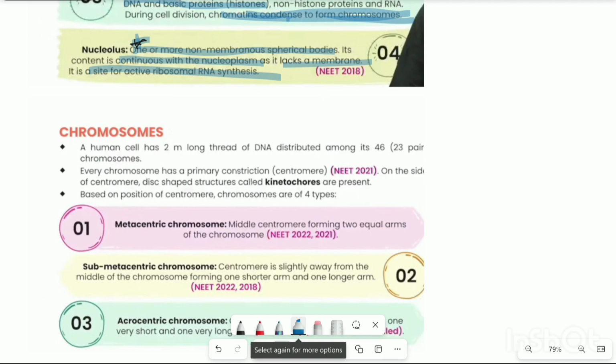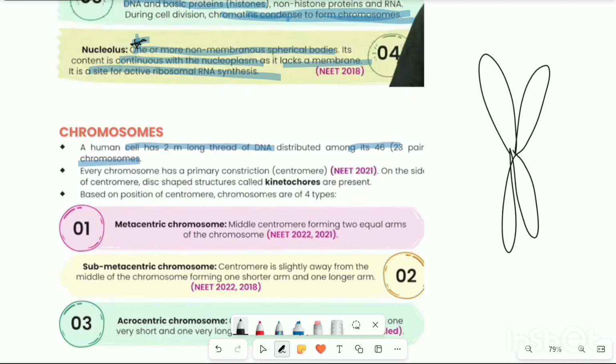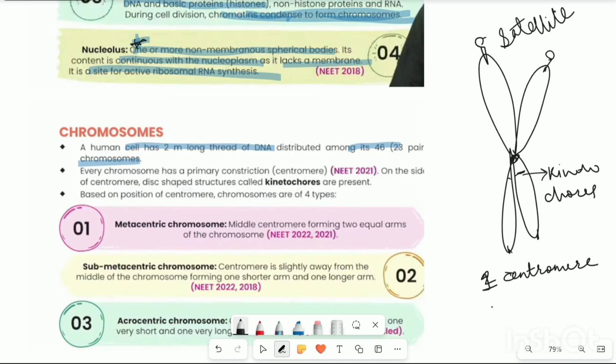Next is the chromosome. A human cell has 2 m long set of DNA, and a human cell has 46 chromosomes. Let's see the structure of a chromosome. Every chromosome has a centromere. One centromere, 2 chromatids. These are the chromatids, this is the centromere, and there are disc-like structures here, which we call kinetochores. This helps in attachment to spindle fibers. Above this, there is a structure which we call the satellite. Every chromosome has a primary constituent, the centromere, and on the side of the centromere is the disc-shaped structure called the kinetochore.